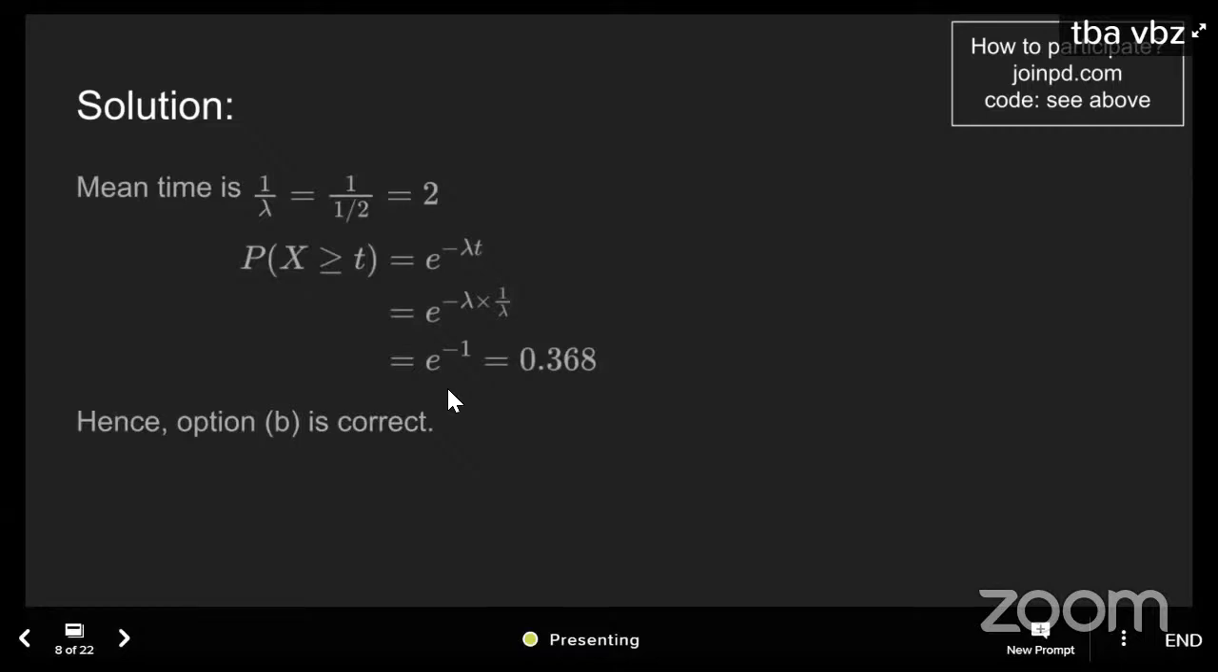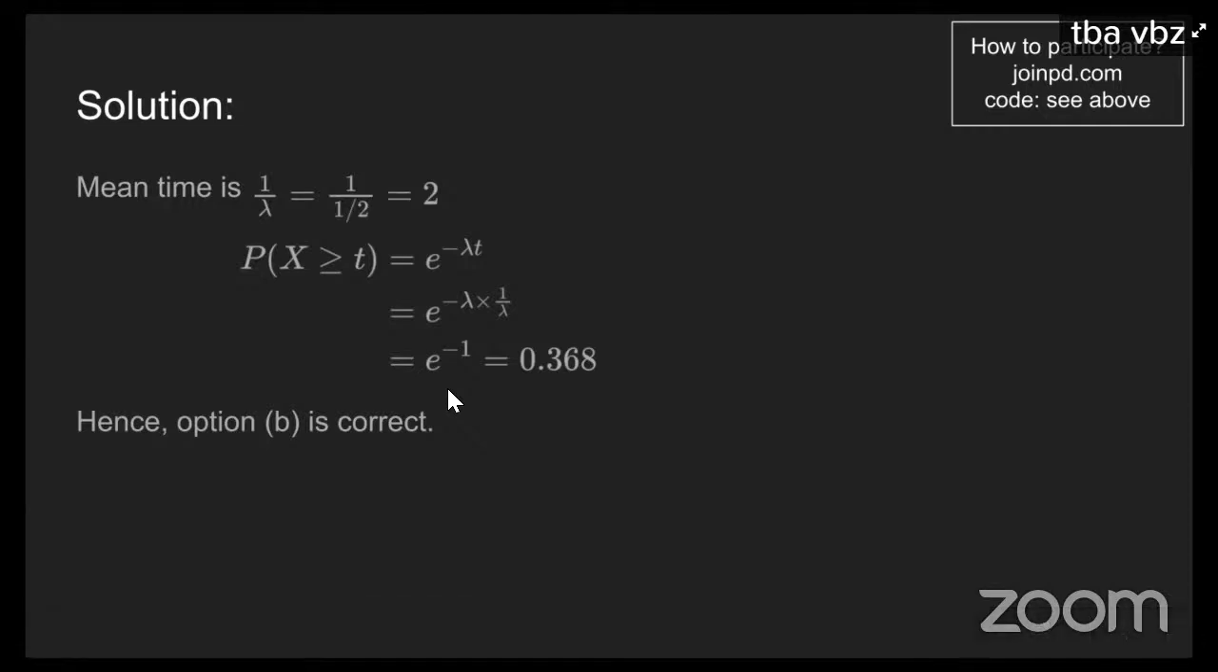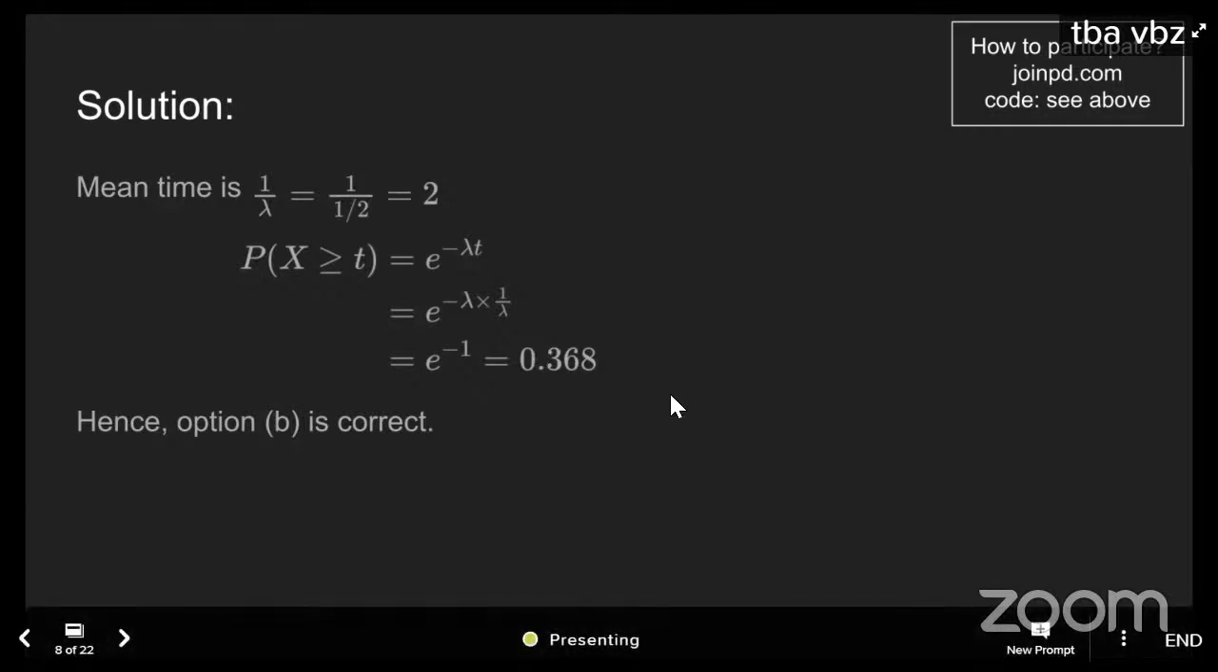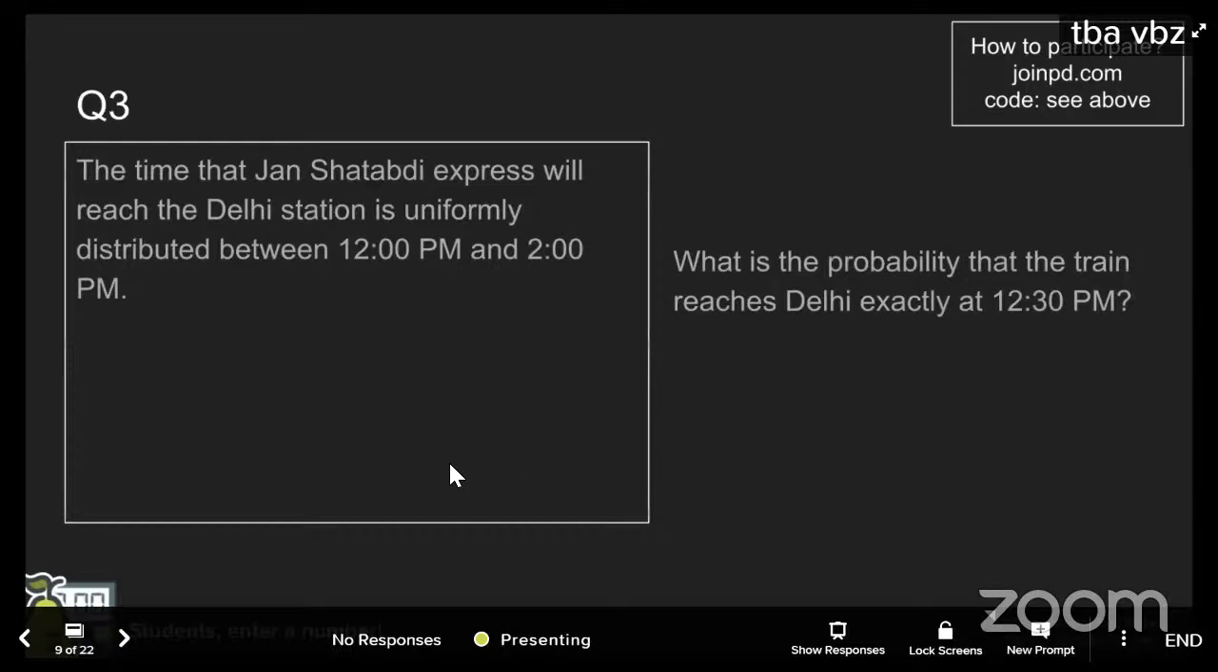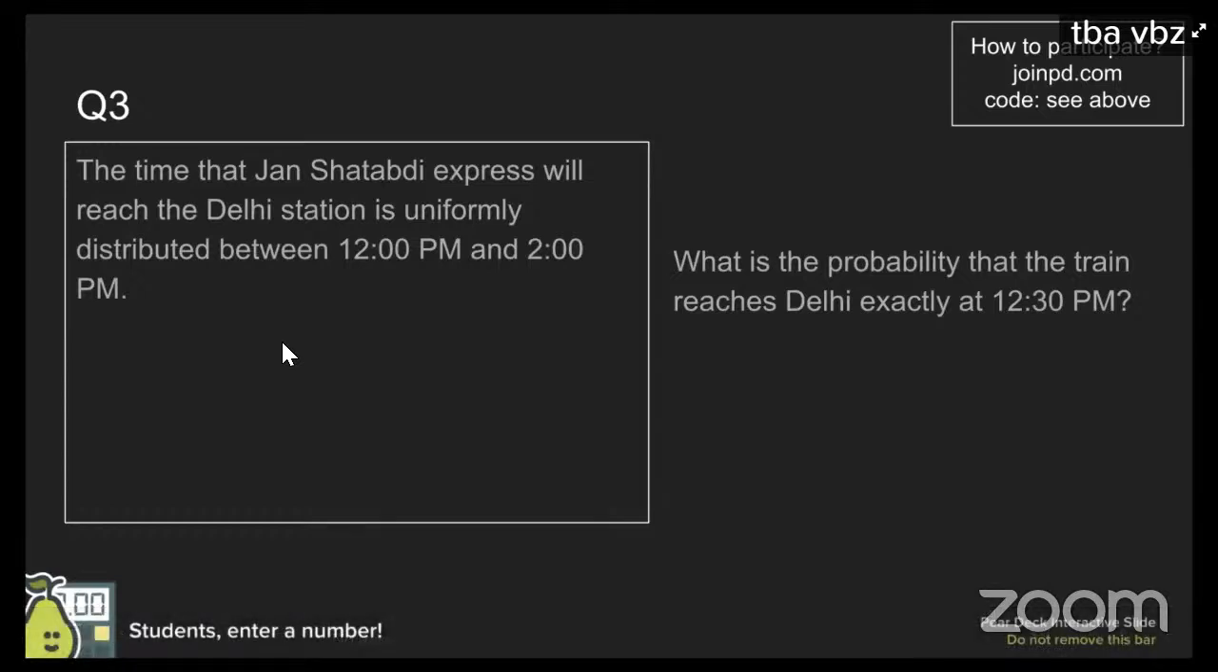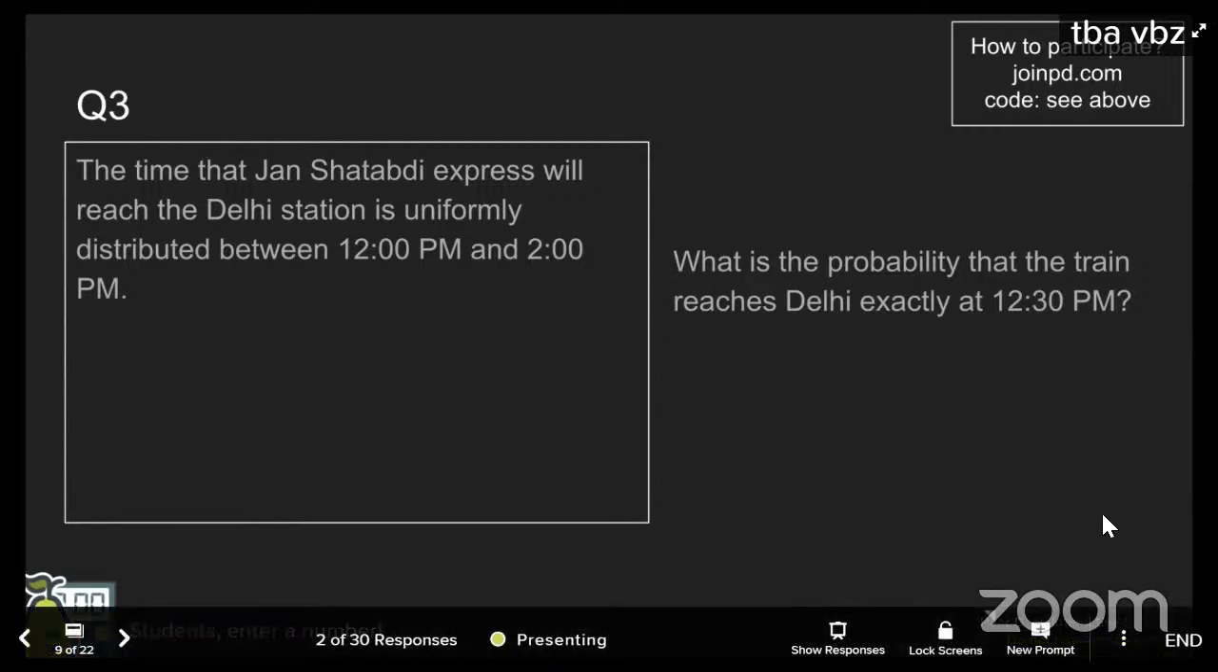Any doubt till now, anyone? Okay, let's move to the third question. You might have similar questions in the credit assignment as well. The time that the Jan Shatabdi Express will reach the Delhi station is uniformly distributed between 12 p.m. and 2 p.m. You need to find the probability that the train reaches Delhi exactly at 12:30 p.m. So the important thing to note is that your random variable is uniformly distributed. It is given in the context of the question.